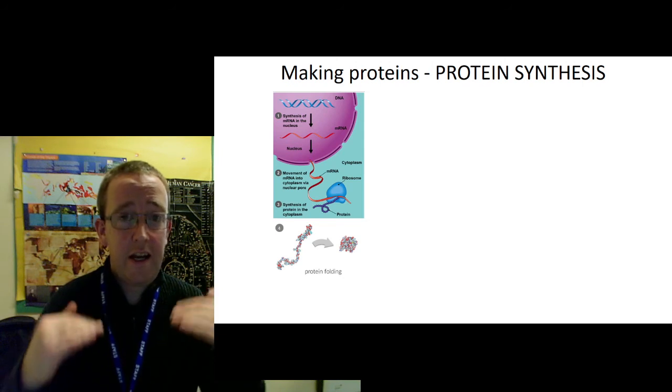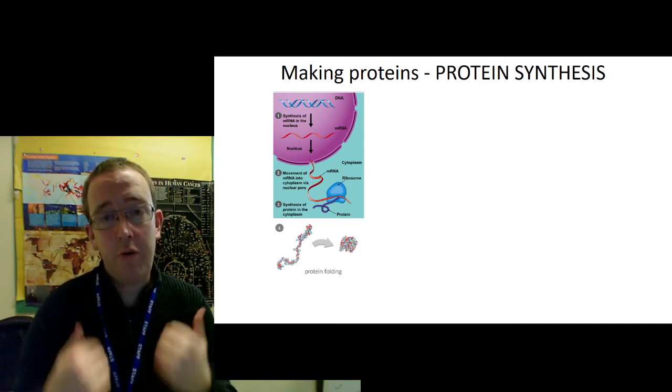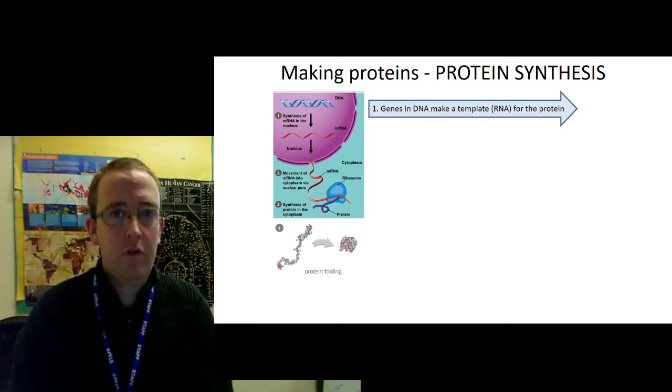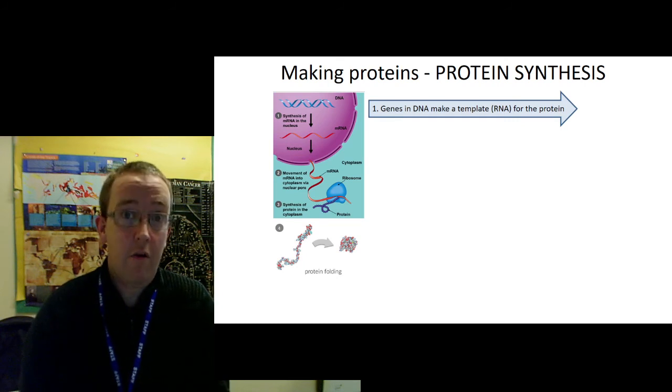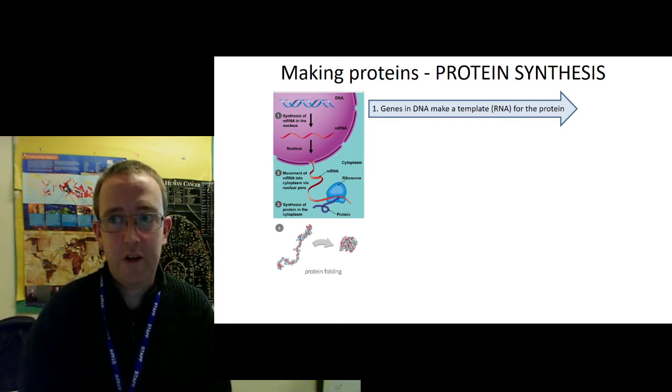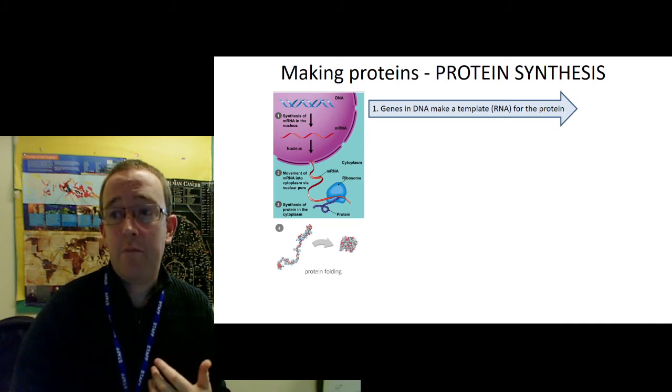This is a higher tier GCSE synopsis of how protein synthesis works. Right, so the genes make a template molecule, and saying a template molecule is fine for GCSE. That template is RNA, it's what it is, but you don't have to say that or know that for GCSE. Okay, so genes in DNA make a template.